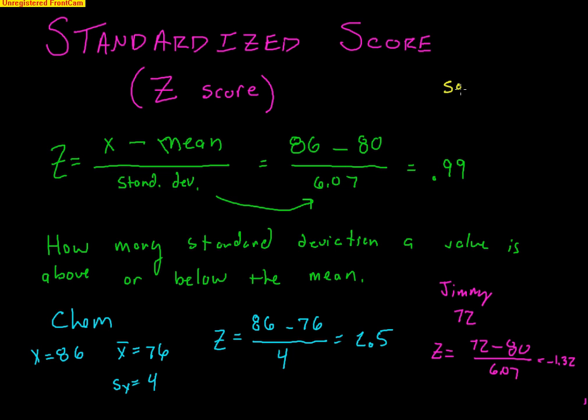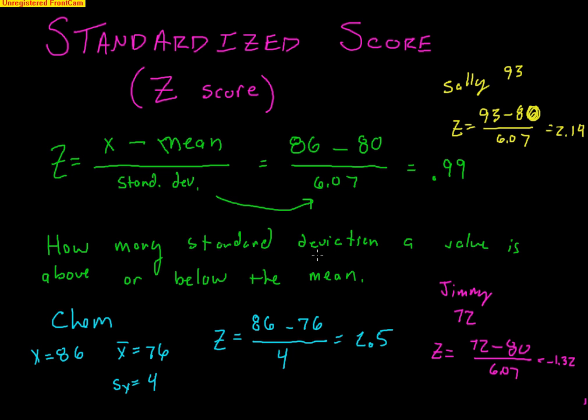Here's Sally. Let's say Sally got a 93 on her test. So her z-score would be 93 minus 86 divided by 6.07. I'm sorry, I did that wrong. The average for the math test was 80, not 86. So 93 minus 80 divided by 6.07 is 2.14. So she did really well. She was 2.14 standard deviations above the mean.